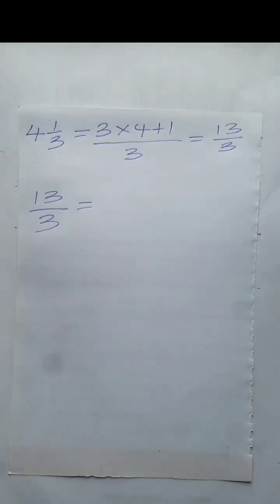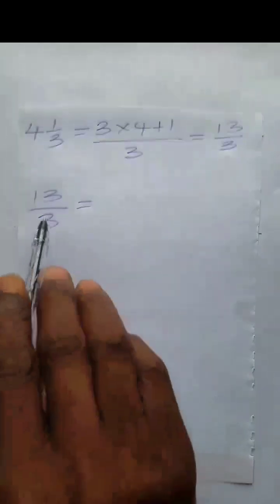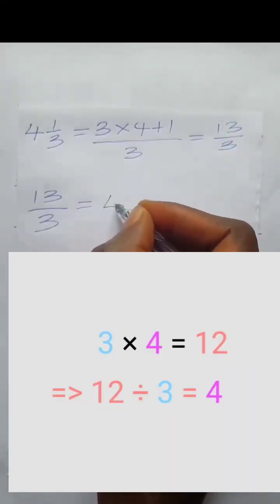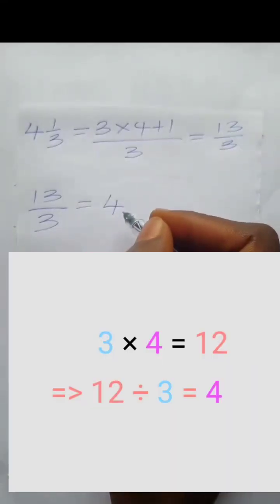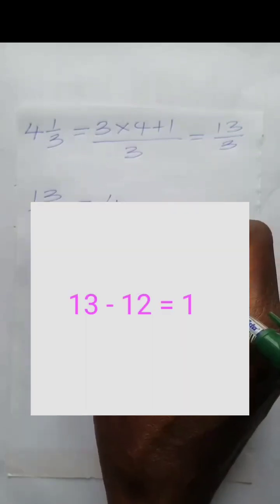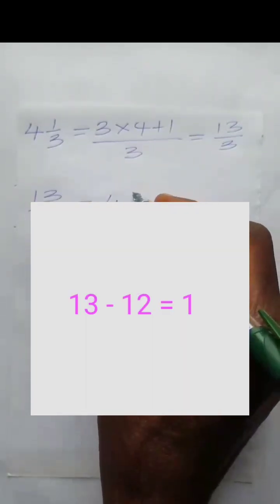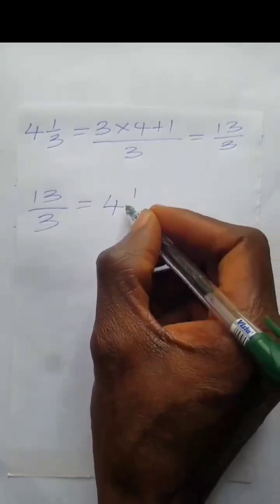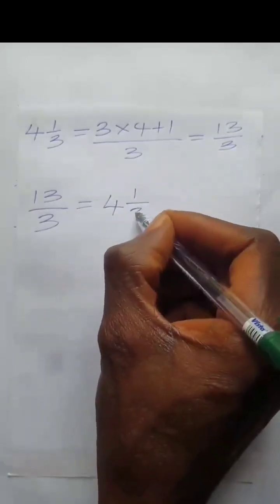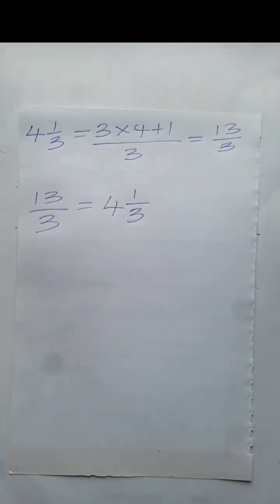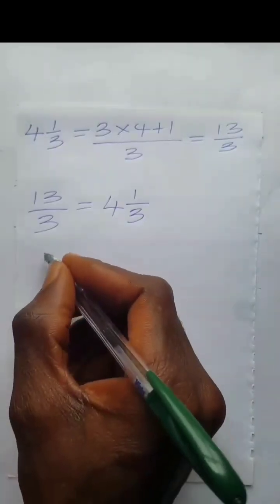If I run my 3 times table, I'll have 3 1s are 3, 3 2s are 6, 3 3s are 9, 3 4s are 12, 3 5s are 15. I just passed 13, so I go back to 3 4s are 12. So 4 is my answer. And between 12 and the 13 I was given to share, what is the difference? The difference is 1. And I place back my denominator. Please go back and watch the video on how to divide numbers. I'm going to give you the next one to try.